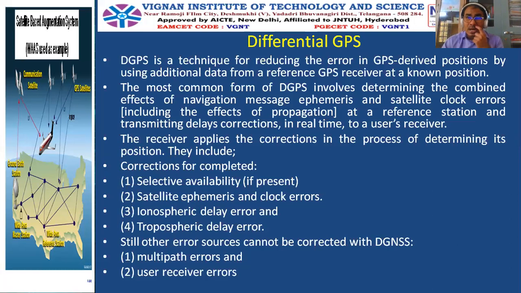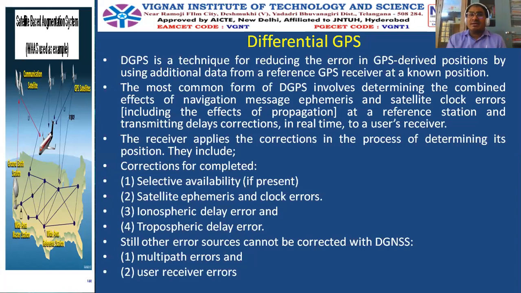See how beautiful the augmentation system is. So we are transmitting the delay corrections in real time to the original user's receiver. It is not post processing. And how do we know the corrections? Because we have taken a known reference station. Because it is a known reference station, after applying the GPS principles and navigating it, we will be able to conclude the errors.